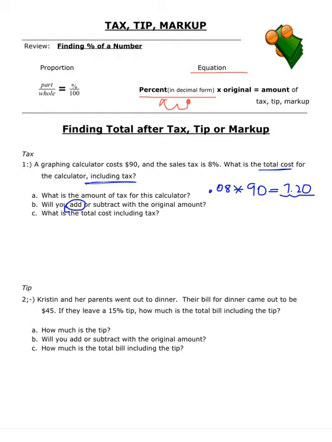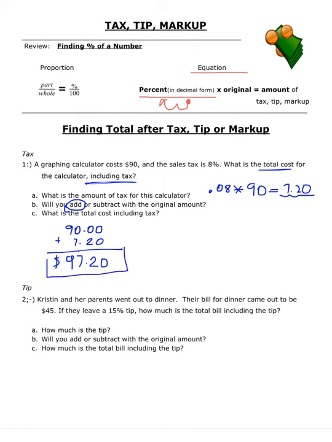For the new part today, what is the total cost including tax? Well, we're going to need to add our $7.20 to the $90. But if you're doing this by hand, you need to make sure you line up your decimals to add correctly. If you notice, I added a decimal after the 90 and put on 2 zeros so I can line up my decimals for the addition. Now when I add, I end up with $97.20. That's going to be my total cost including the tax.